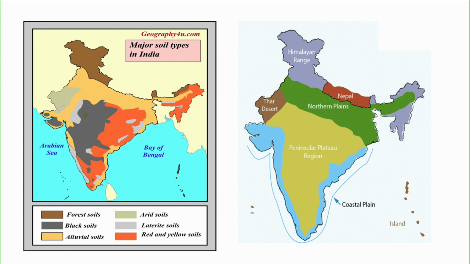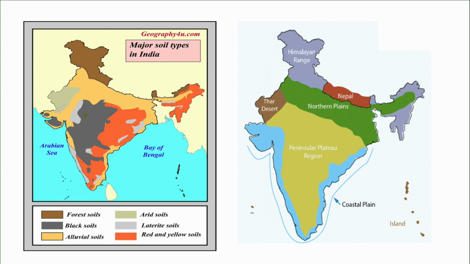So, in the map you have here, major soil types of India, we have different types of soils. For example, black soil, the black cotton soil in this region, is the result of lava flow. The red soil is in this region. The alluvial soil is present in the Indo-Gangetic Plain and the east coastal regions. And the laterite soil is present on the hilly, higher ridges of mountains or plateaus.